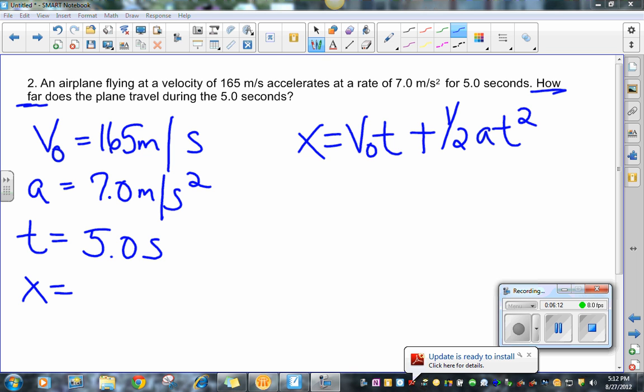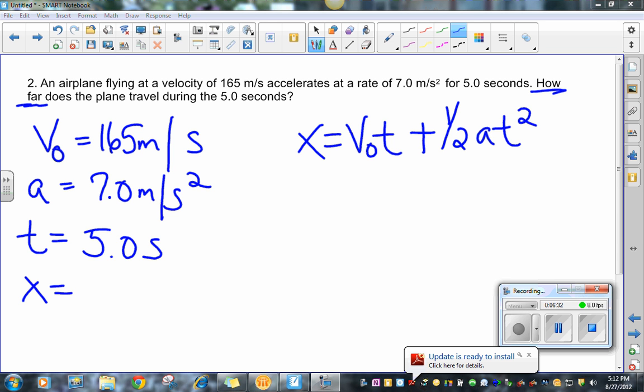How far did it travel during that time frame? The only one of those equations that you can use for what you have is x equals v naught t plus 1/2 at squared. You've got to take into account the time. You can't use the first formula because there's no x in that. You're not finding how far.